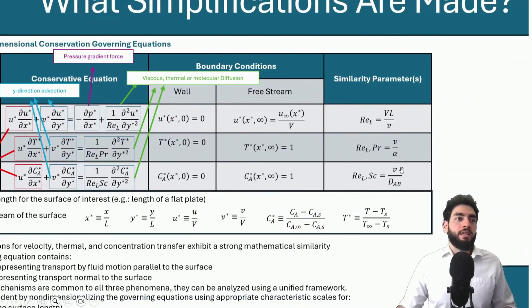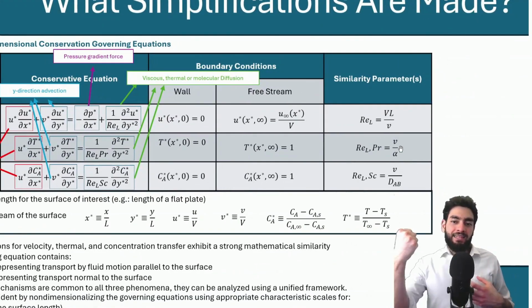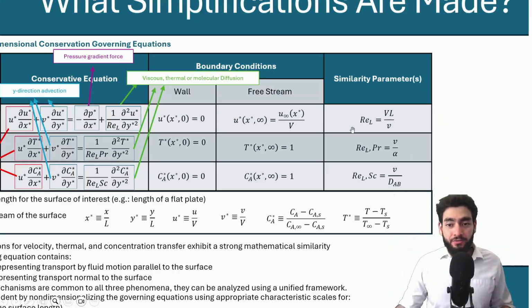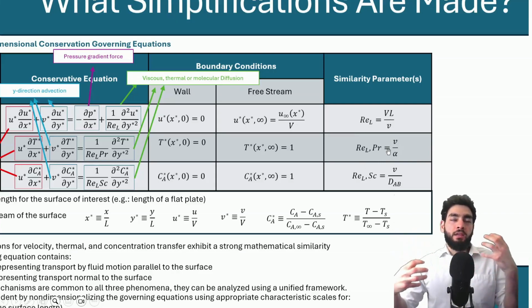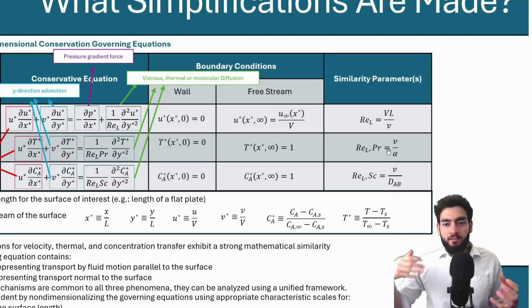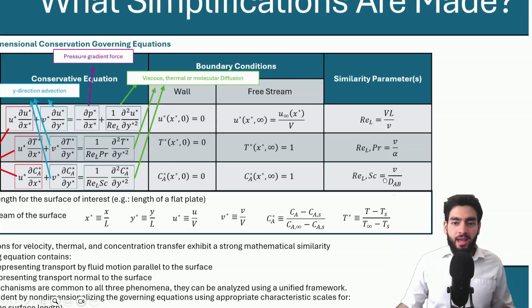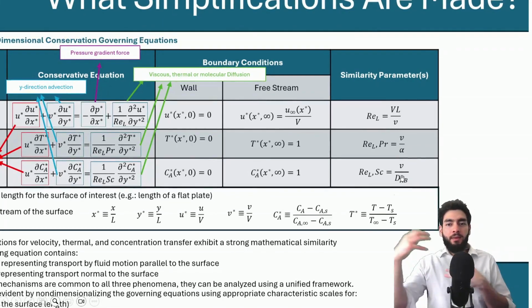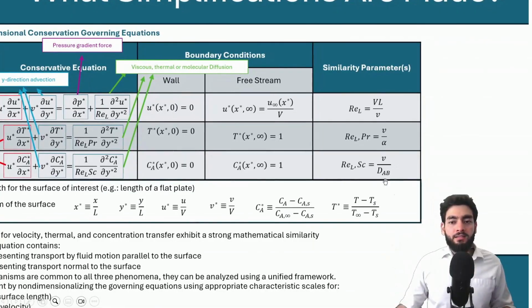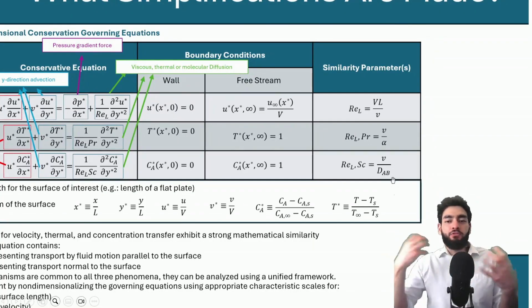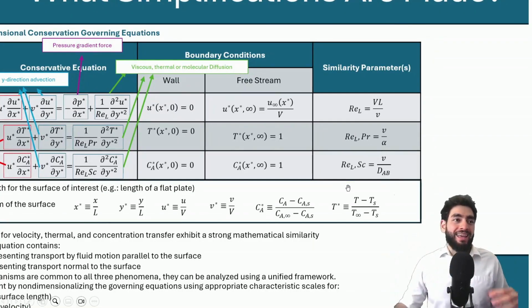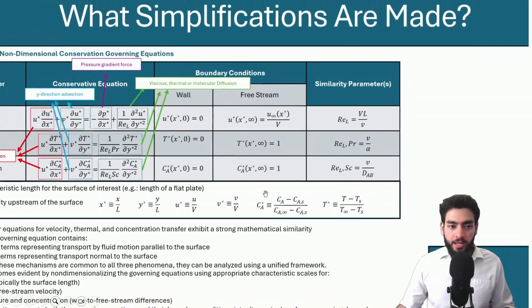So Prandtl is a dimensionless number that is essentially the kinematic viscosity over the thermal diffusivity of the fluid. And I'll explain the relevance and the importance of that in the next slides. And Schmidt shows you the kinematic viscosity relative to the mass diffusivity of the fluid, and that also has its own importance that I will explain.